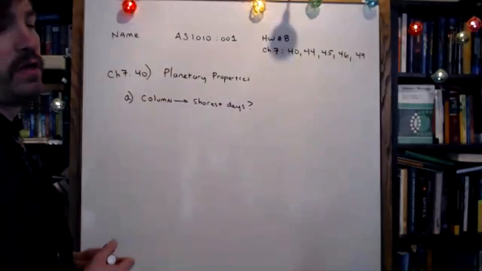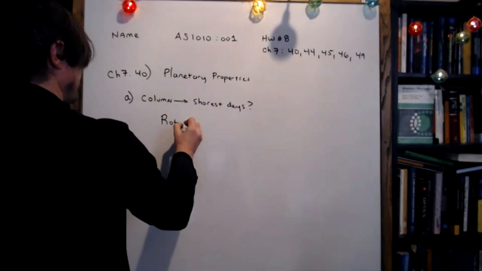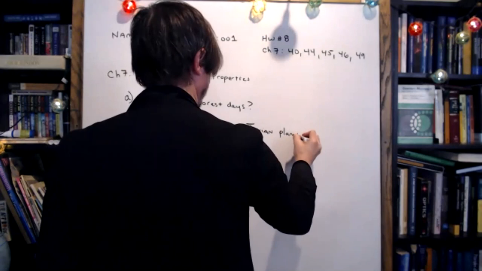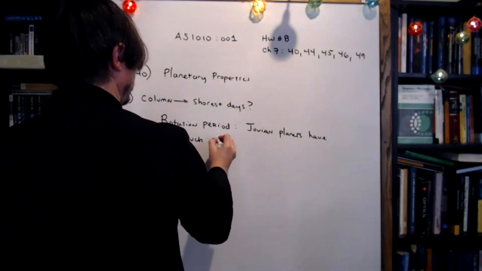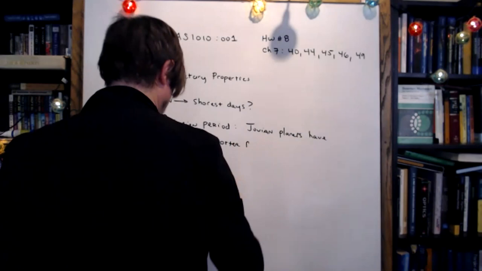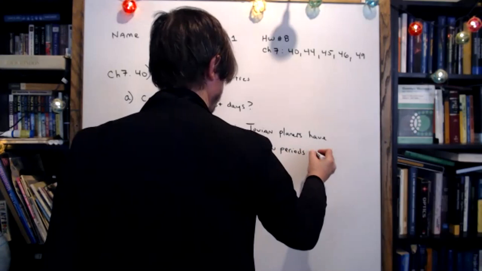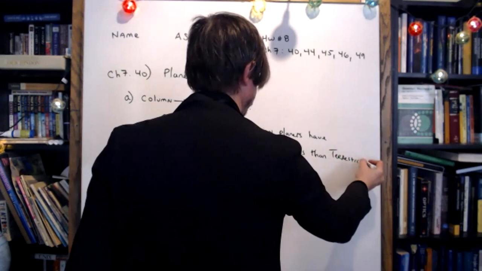Okay. The column is the rotation period. And the takeaway is Jovian planets have much shorter rotation periods than terrestrials. And in particular, Venus is really, really slow.